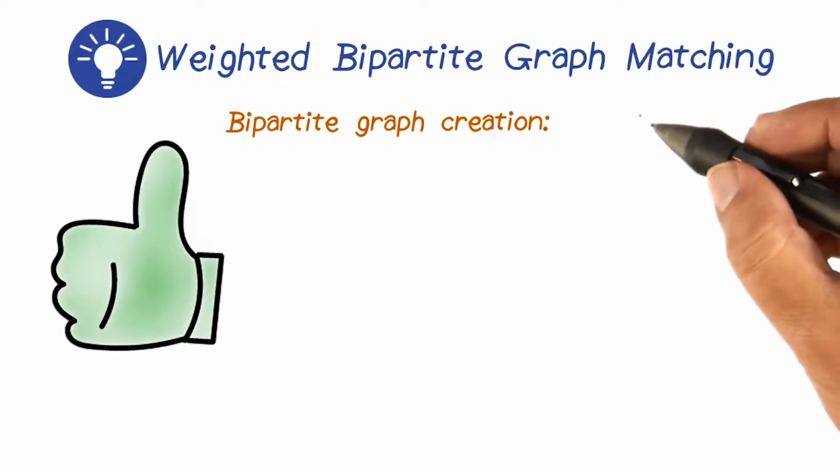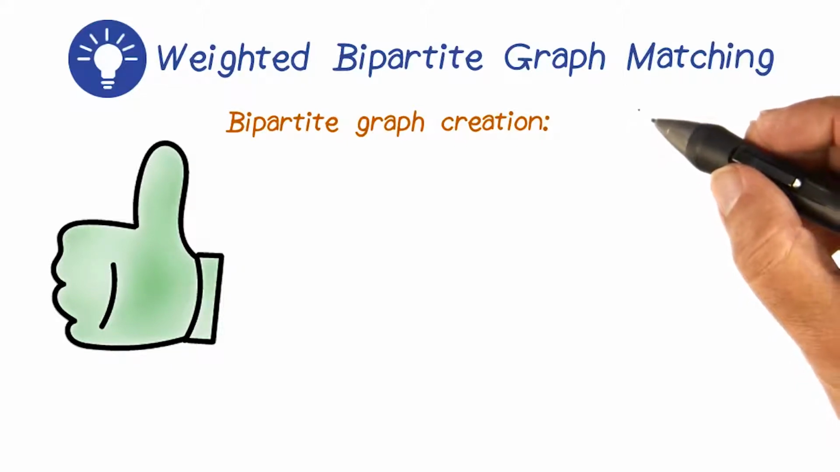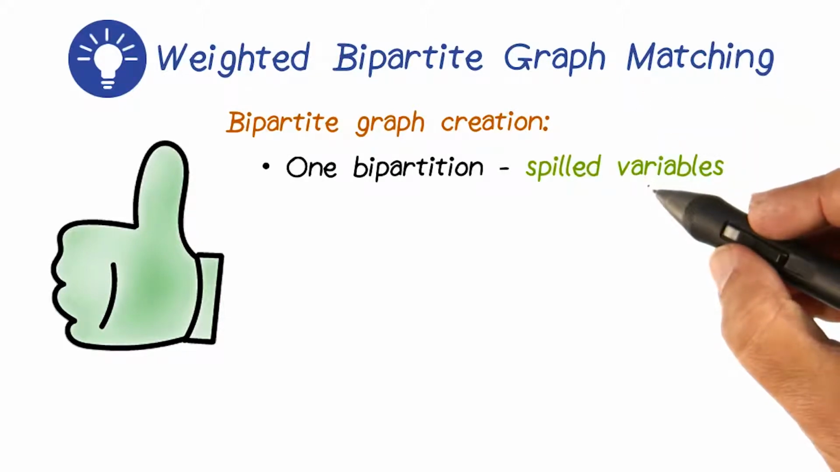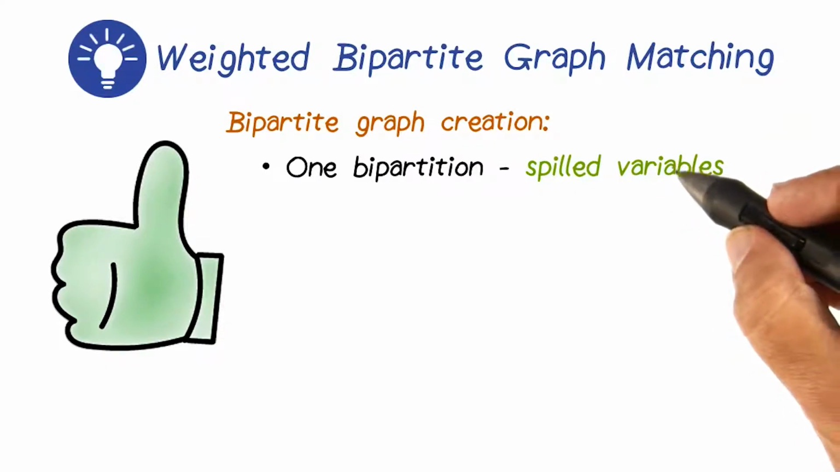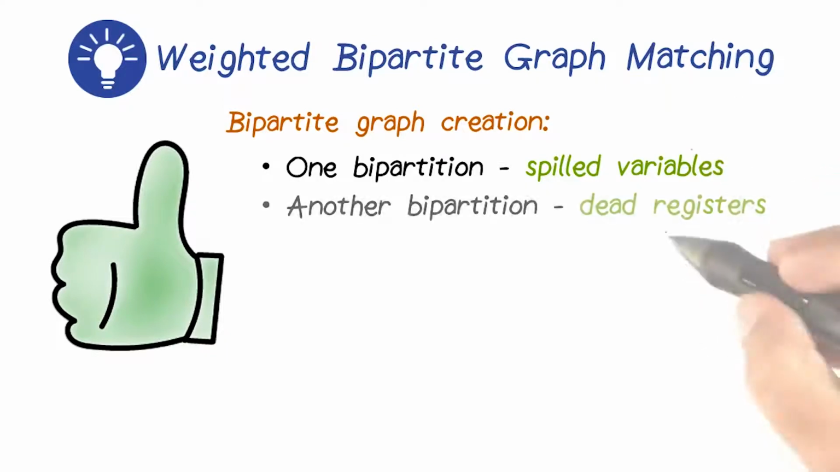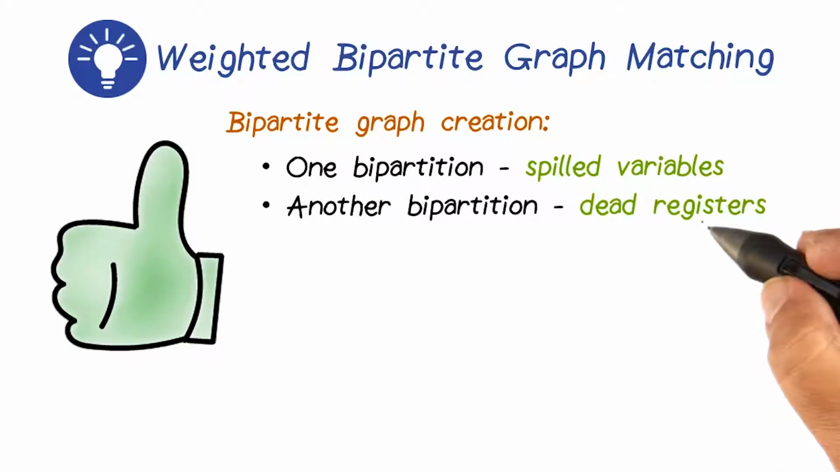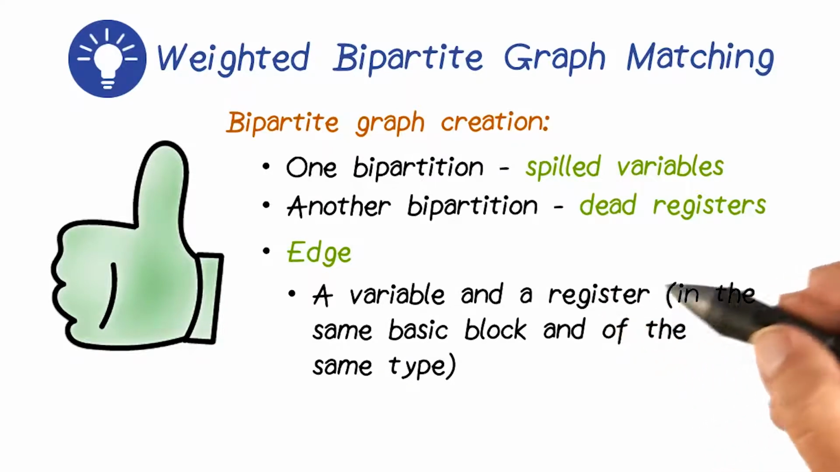So you all know what a bipartite graph is. It has two partitions, a set of nodes on one side and another set of nodes on the other side, and they are connected through edges. That structure of a graph is called a bipartite graph. In our case, one of the partitions is a set of spilled variables, that is, those variables which could not get registers in specific regions of the CFG or control flow graph. On the other, we have dead or unused registers which could hold certain values. And then, if a variable and a register could be matched, or if we can assign a register to a variable, then there is an edge present.